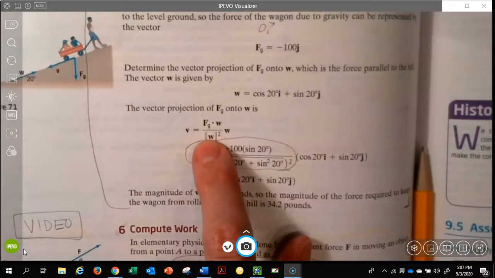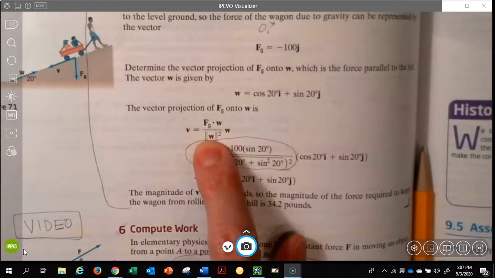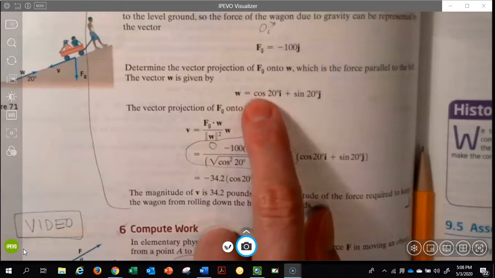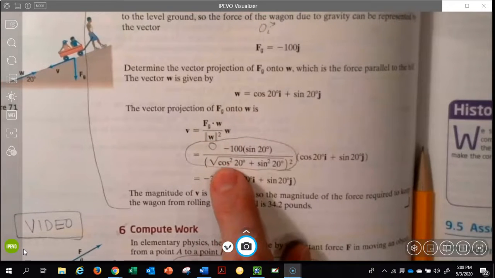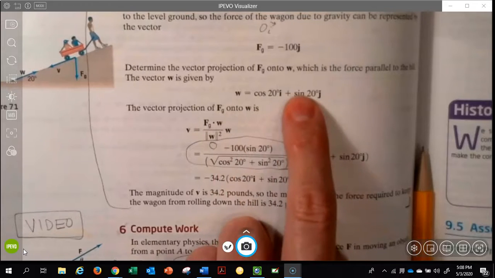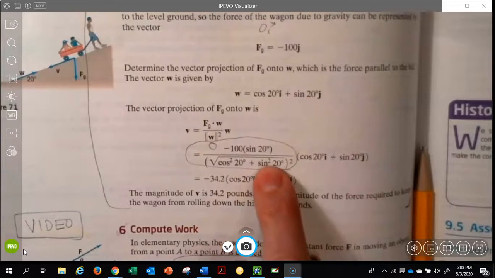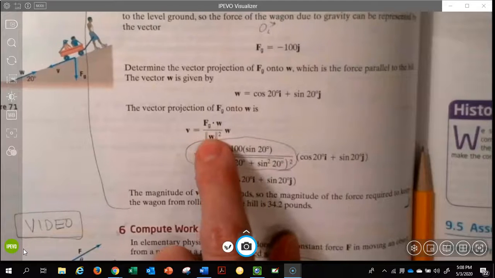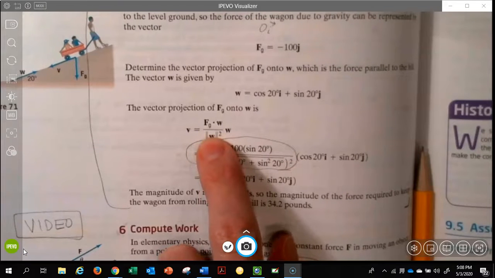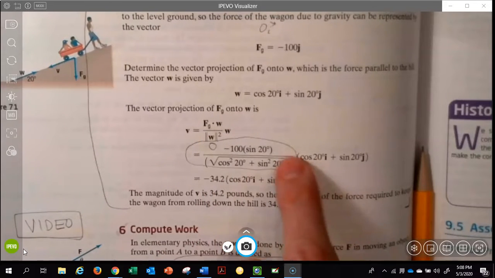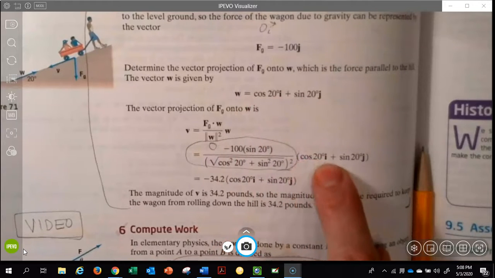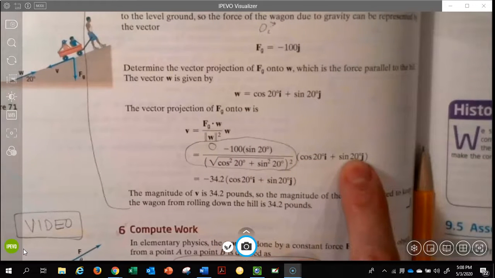Divided by, we need to divide it by the magnitude of W. You have that written on your formula card. The magnitude of W is going to be the square root of the first component squared, that's this cosine squared, plus the second component squared, that's the sine squared. And then when we get all of that done, we're supposed to take it, and according to the formula, square it. We still need to multiply in all of W. W is all of this, and so all of our vector W gets written in.